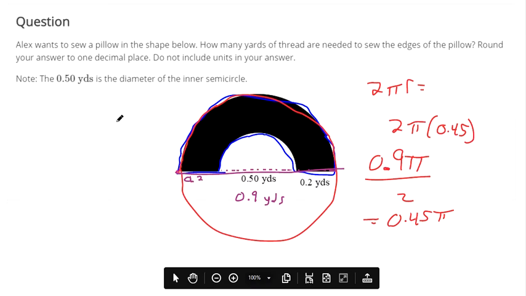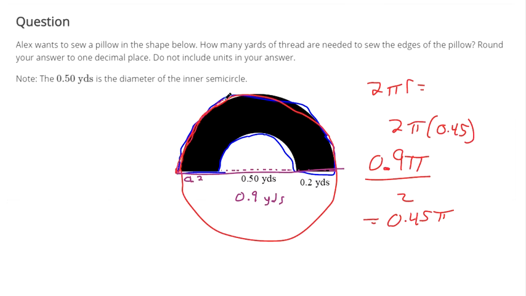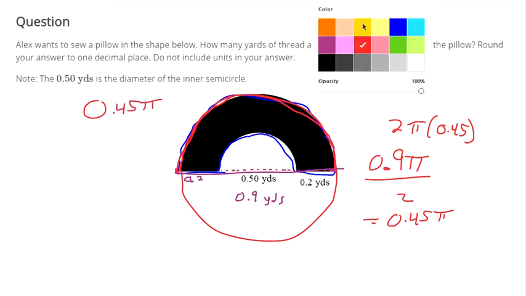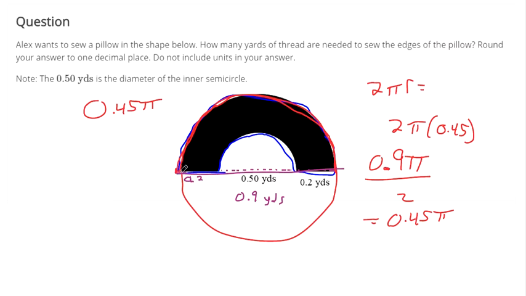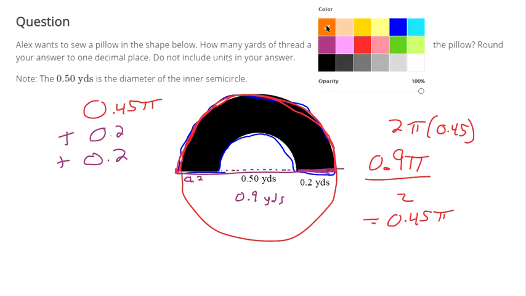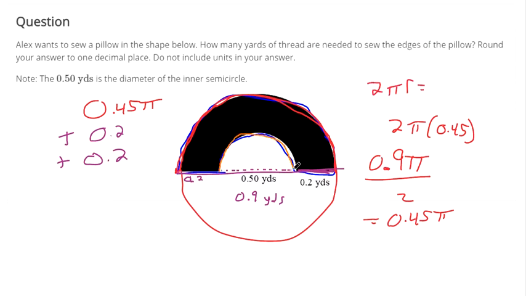Okay, so we have this portion of the circle. This is 0.45 pi yards. And then we also need to add to that this distance. We have plus 0.2, no pi. There's this distance over here. That's also edges that we need to sew. So that's another 0.2 yards. And then we have this covered. We just need to know now this inside stuff that I'm drawing in orange.